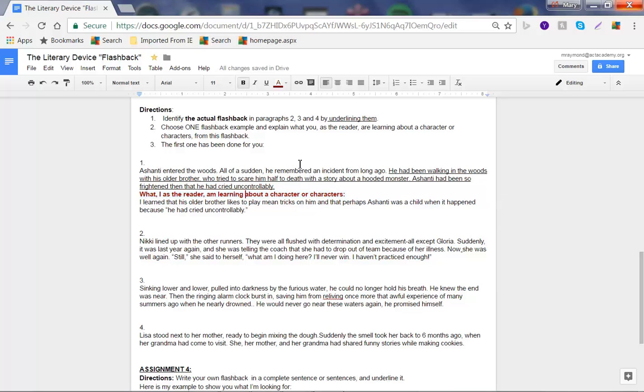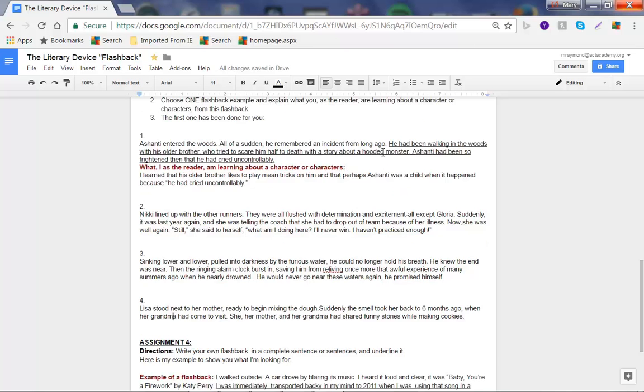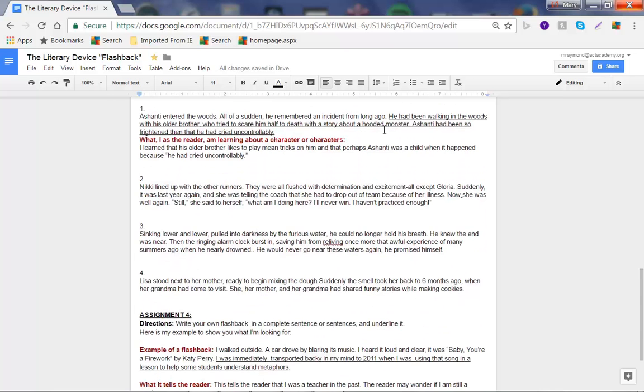So again, one more time. For 2, 3, and 4, you're underlining the actual flashback. So you're reading the paragraph, you're underlining what you think the actual flashback is. That's the first thing you do in 2, 3, and 4. Then out of 2, 3, and 4, you choose one of these paragraphs. You choose either 2, 3, or 4, and you explain what you as the reader are learning about a character or characters from the flashback. If you don't understand this, please contact me. I will help you.